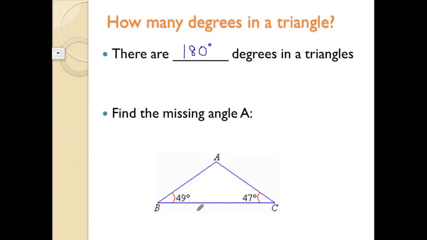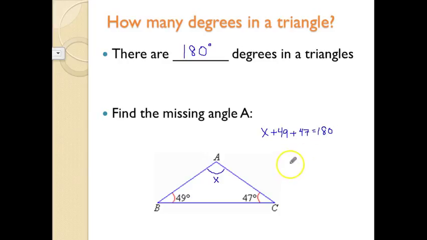We can use this to help us solve for missing angles of triangles, just like this triangle that we have below. So we've got one missing angle measurement right here. We'll call this X. So are we able to now, with the knowledge that we just learned that there's a total of 180 degrees in every triangle, can we find this missing angle right here? Sure we can, because we know if we add all of our angle measurements, which is X, 49, and 47, if we add all those together, we should get 180 degrees.